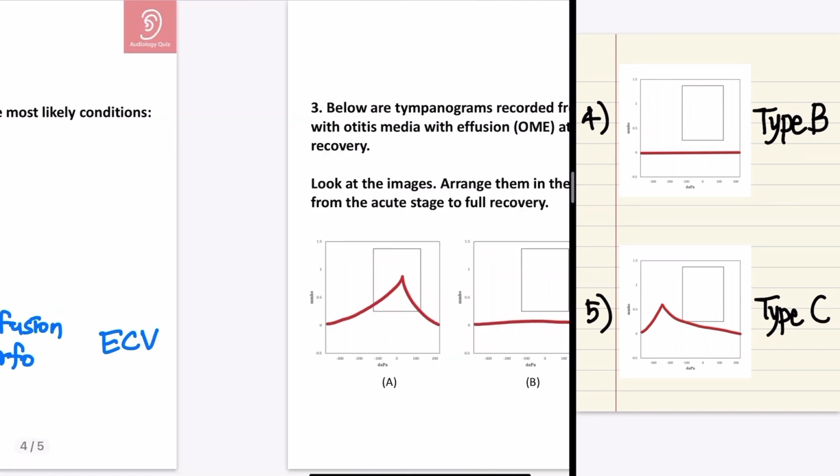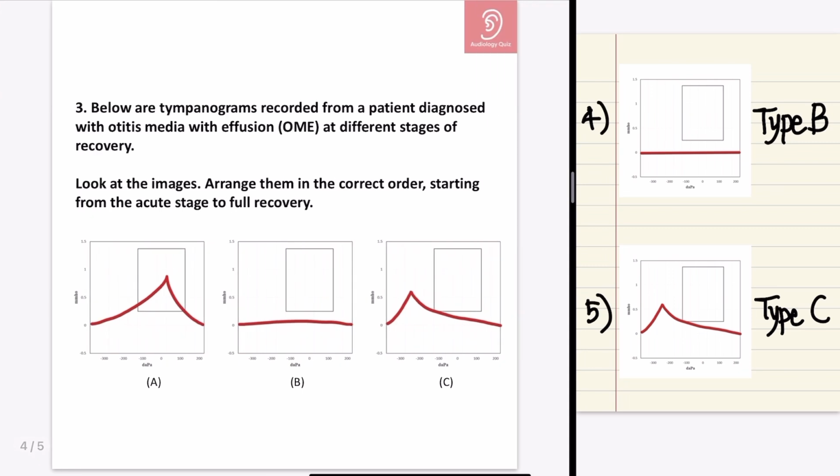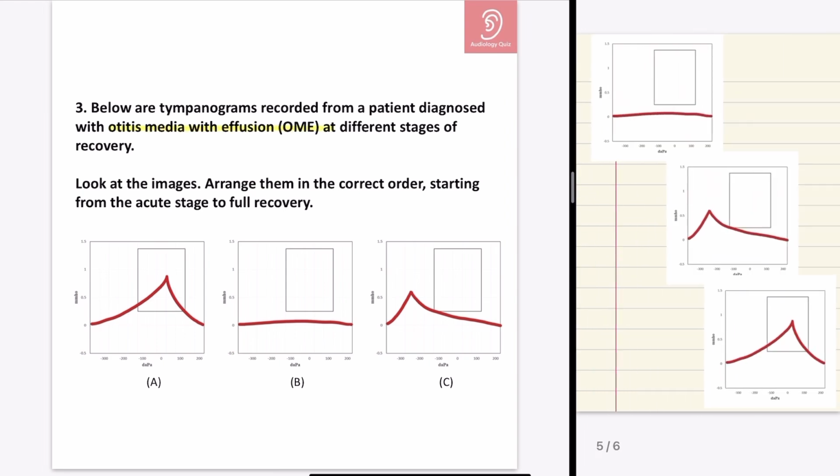Next, question 3. Arrange tympanograms in the correct order during the recovery process from otitis media with effusion. Let's analyze the tympanograms and find the correct sequence. We have 3 tympanograms labeled A, B, and C. Each represents a different stage of middle ear function during recovery. Let's go through them one by one.